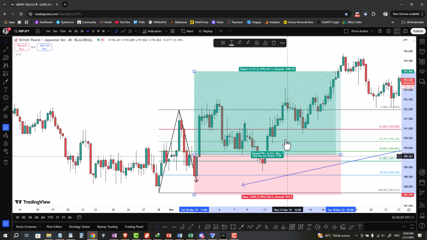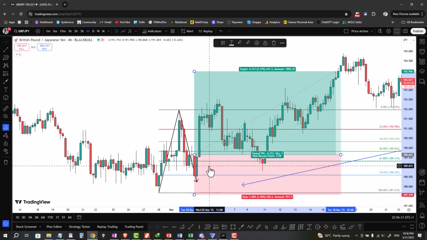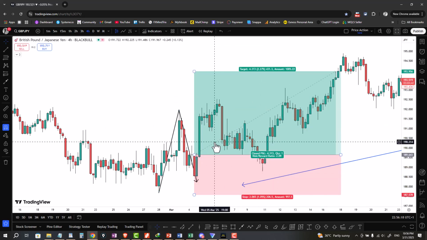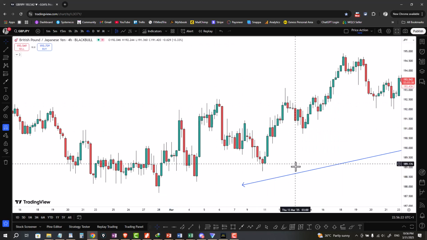Okay? So this is an example using this particular impulsive wave. But there's also another wave. So let's assume you missed this particular trade setup. Okay? Let's assume you missed it. Well, if you missed it, let's clean up everything that we have on our charts here and look for the next example that I will show you.